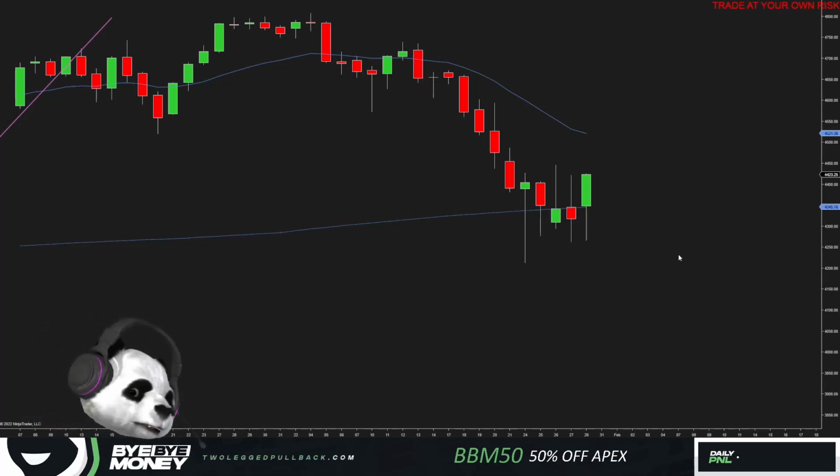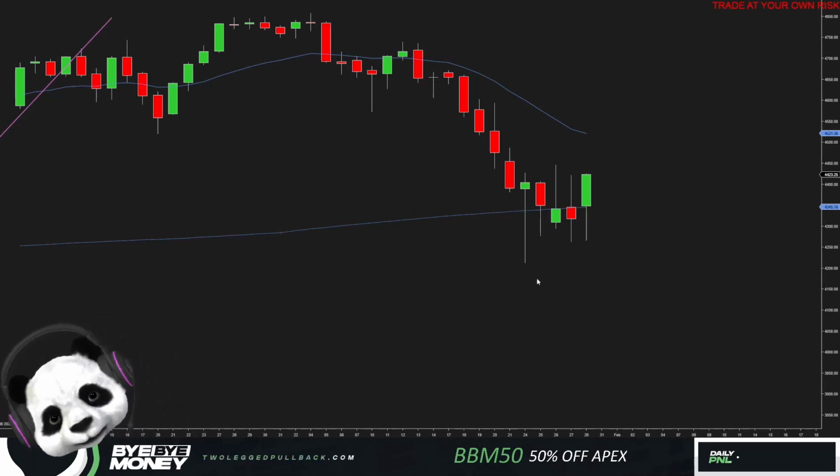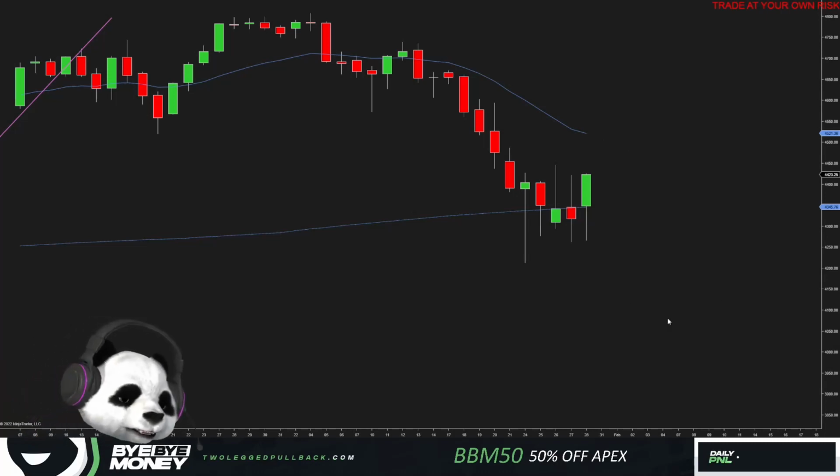All right, that's it for what I think is going to happen with the S&P 500. Most likely a two-legged pullback back to the 20 MA to make a new low, and that's it.